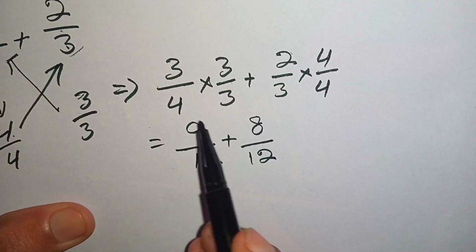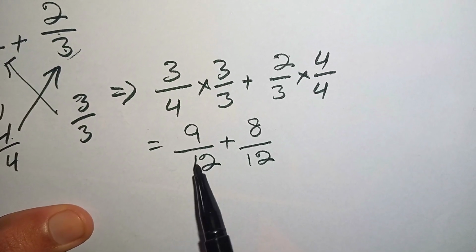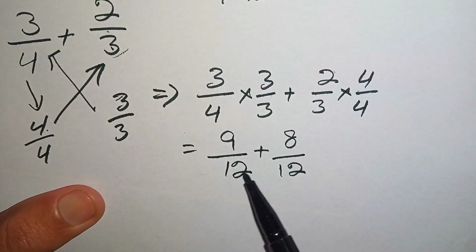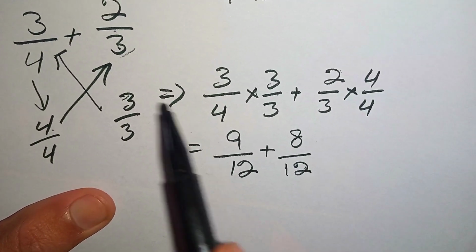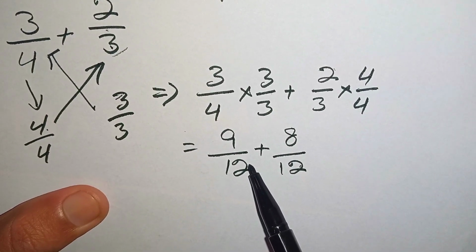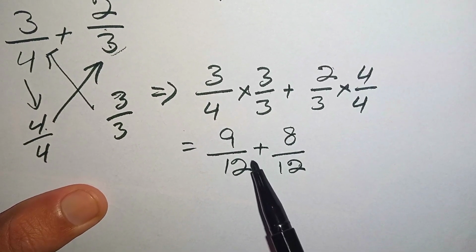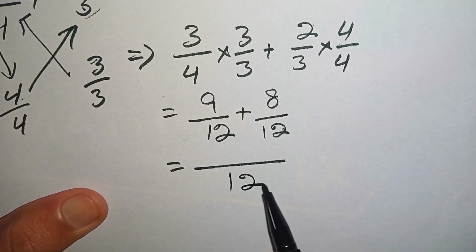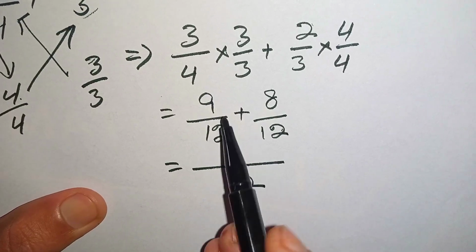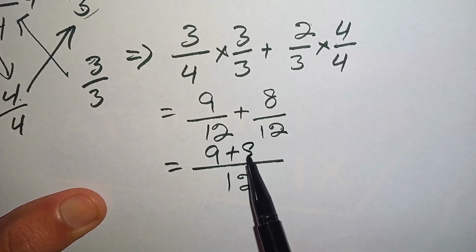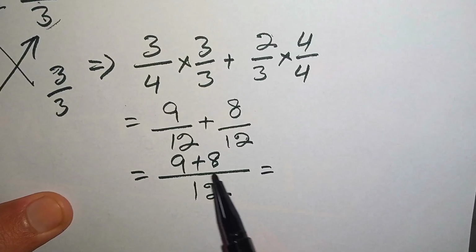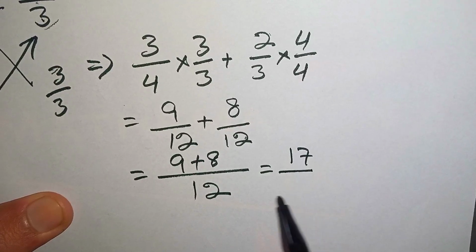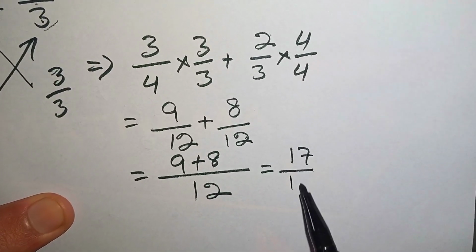Now we see that both of the fractions have the same denominator. We converted 3 over 4 plus 2 over 3 to 9 over 12 plus 8 over 12, from unlike fractions to like fractions. So now we can easily add both of these fractions. Write any one of the denominators, which is 12, and add the numerators as usual. So 9 plus 8 over 12. 9 plus 8 is equal to 17 over 12.